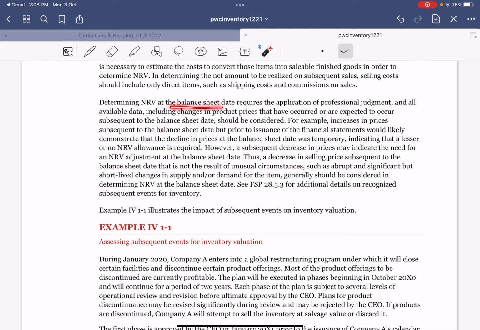Determining NRV at a balance sheet date requires the application of professional judgment and all available data, including changes in the product price that have occurred or are expected to occur subsequent to the balance sheet date. For example, an increase in price subsequent to the balance sheet date would likely demonstrate that the decline in price at the balance sheet date was temporary and negate that a lesser NRV is required. Lesser or no NRV, so it's just this.